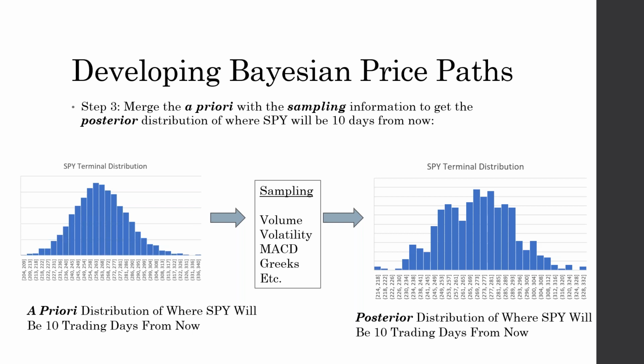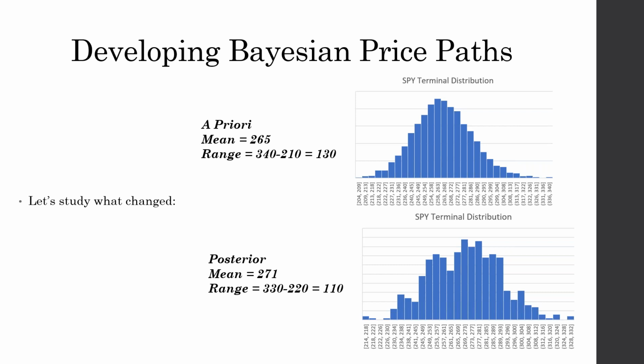All right. And so let's just study this. These are the same two charts. I've just put them on top of each other now. On the top chart is the a priori, the mean was around 265. I just did a ballpark estimate of range. I didn't want to get into volatility and standard deviation. So the range is roughly 130, roughly from the low end to the high end. So the range is pretty spread out, mean of 265.